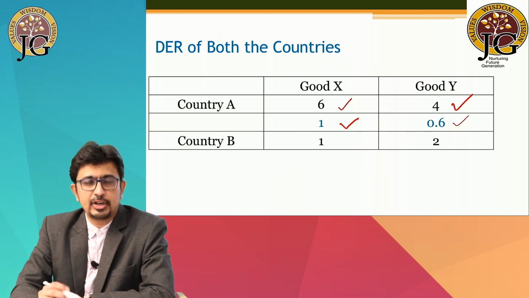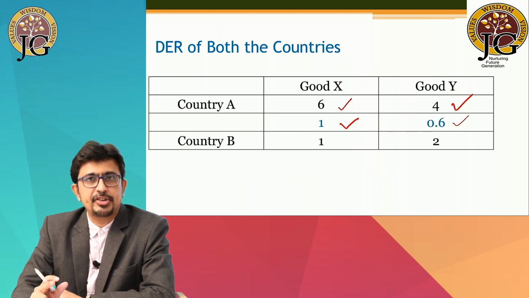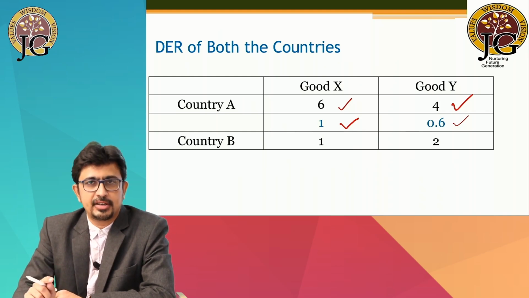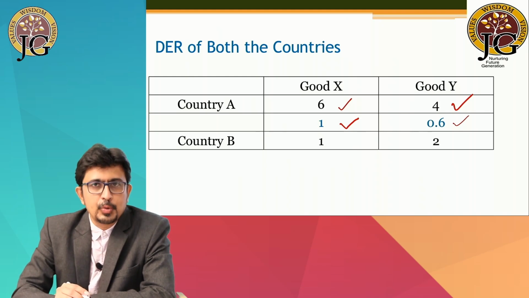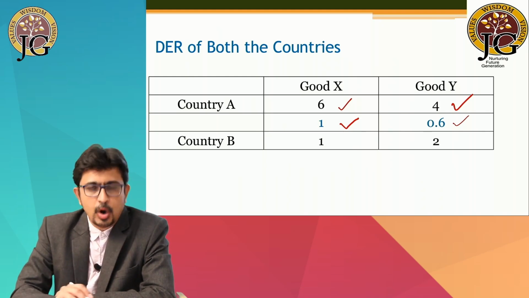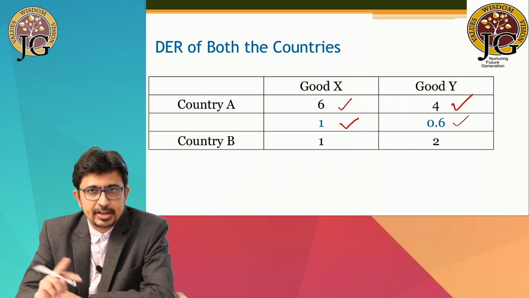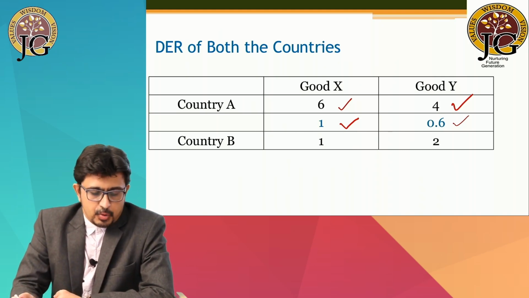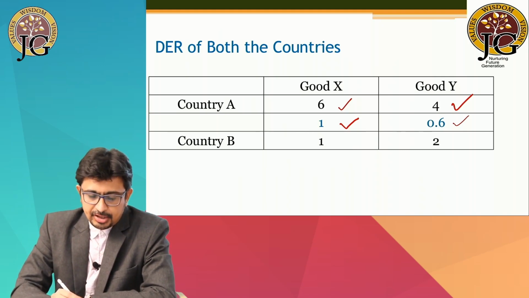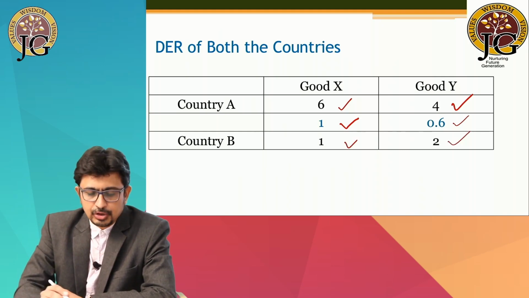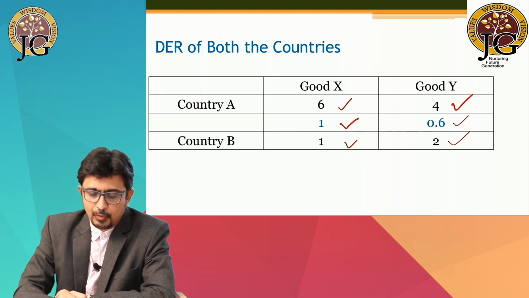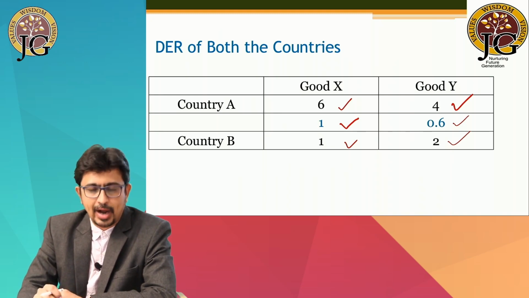And what do we mean by domestic exchange rate? Domestic exchange rate means the rate at which the two commodities exchange with each other within the country. So within country A, what is the rate at which X and Y will be exchanged against each other? It is 1:0.6. Whereas in country B, the domestic exchange rate is 1:2. So the two goods X and Y will exchange against each other at this rate of 1:2, that is 1X equal to 2Y in the second country, that is country B.